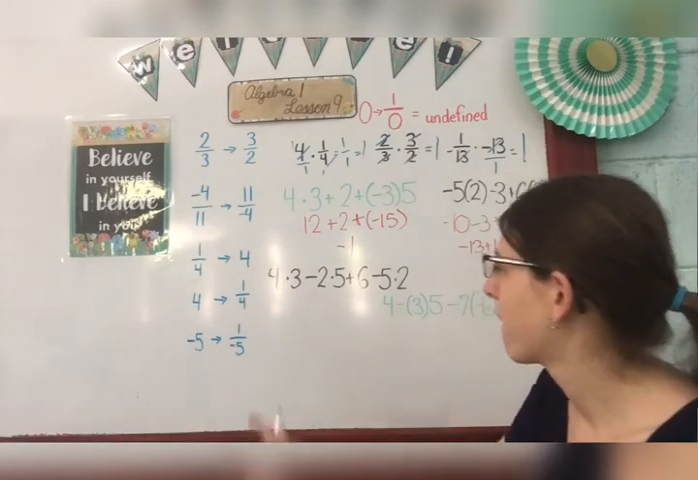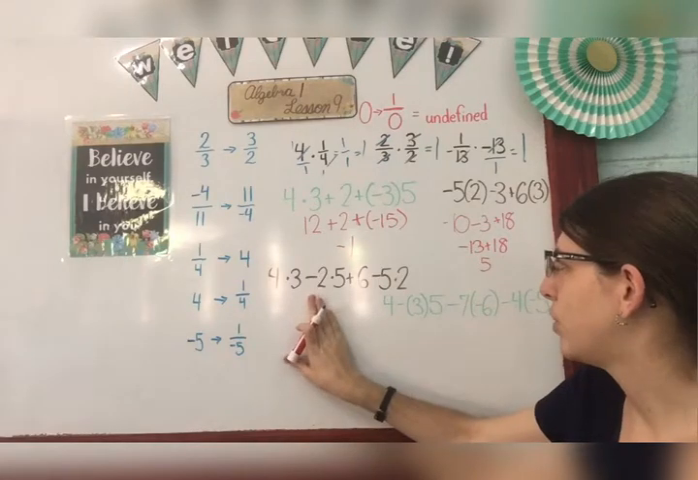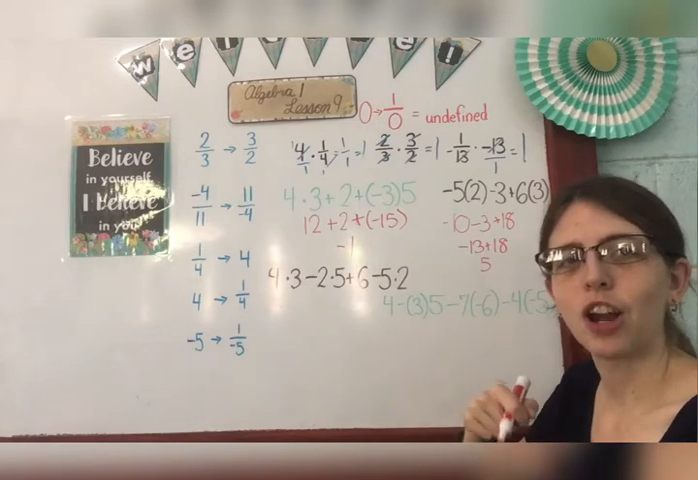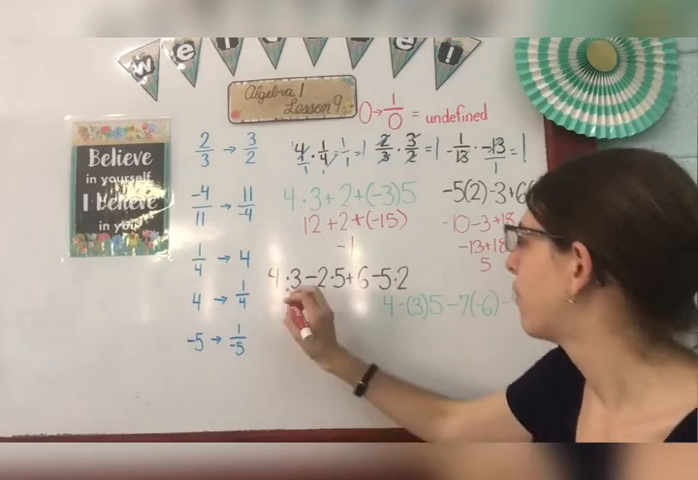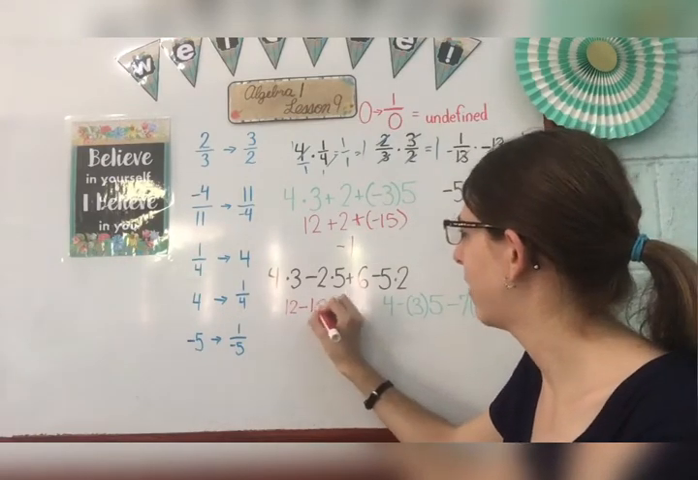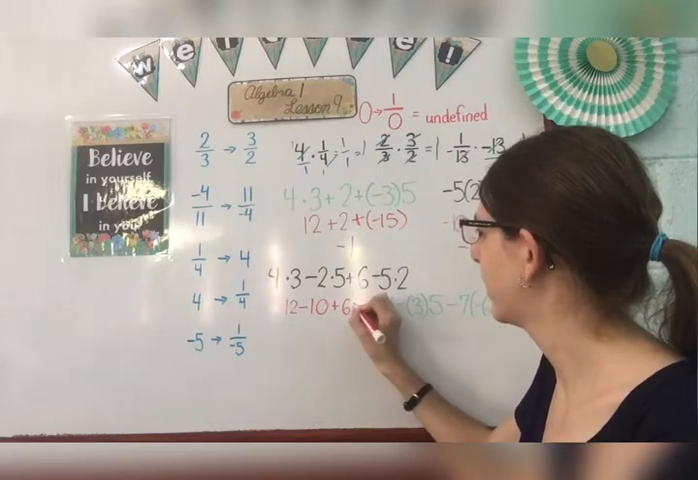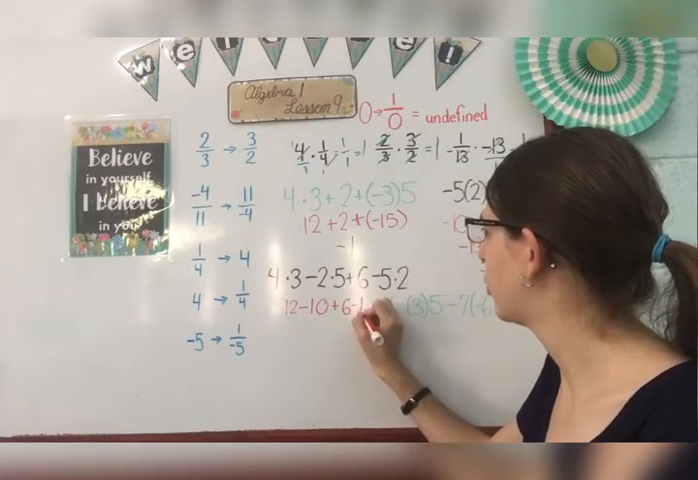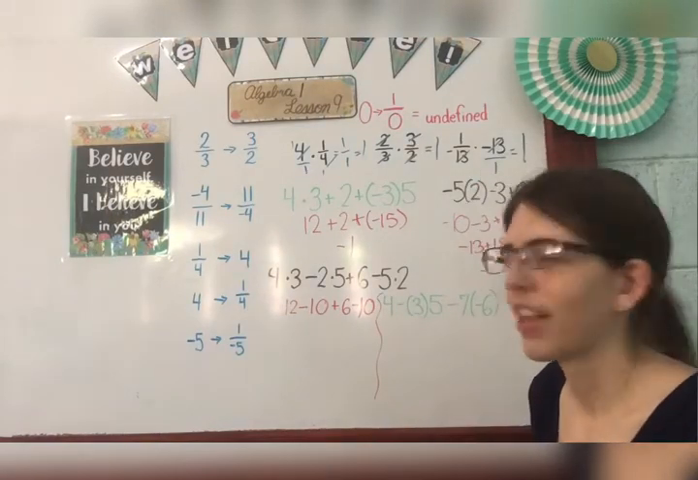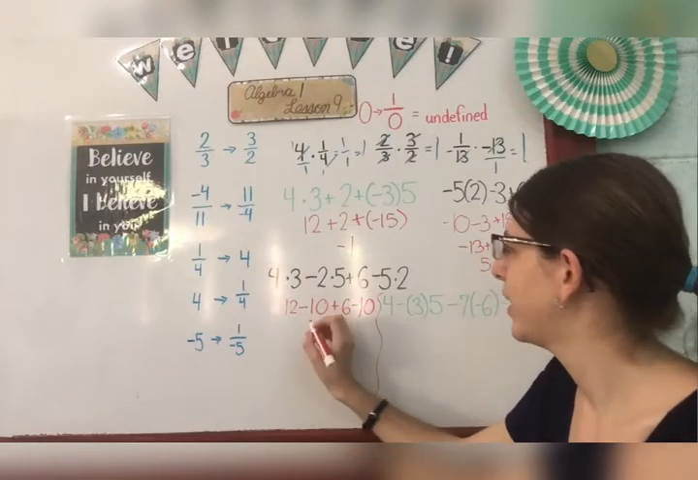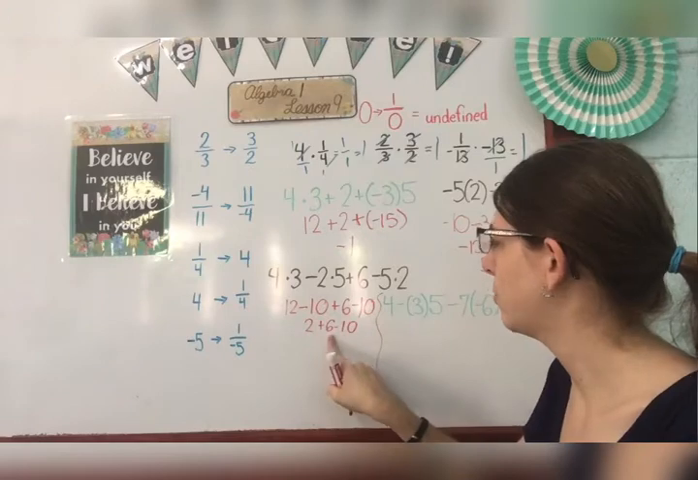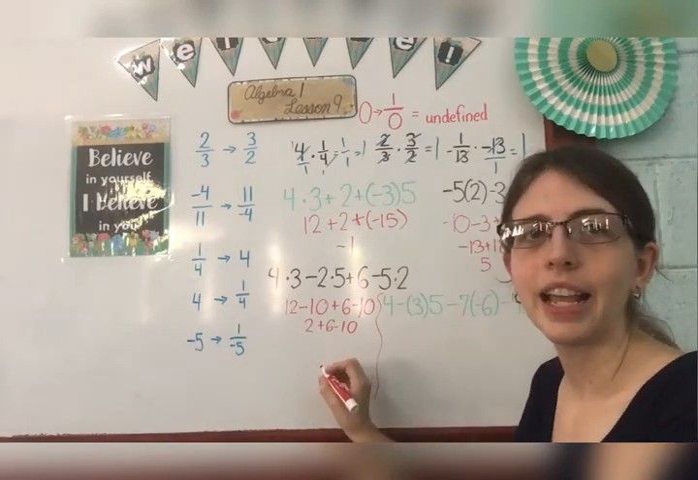Okay, 4 times 3 minus 2 times 5 plus 6 minus 5 times 2. Once again, I have to start by doing all of my multiplication. 4 times 3 is 12, minus 2 times 5 is 10, plus 6 minus 5 times 2 is 10. Sorry, I got a little squished with my other problem over here. Okay, 12 minus 10 is 2, plus 6 minus 10. 2 plus 6 is 8, minus 10 is negative 2.